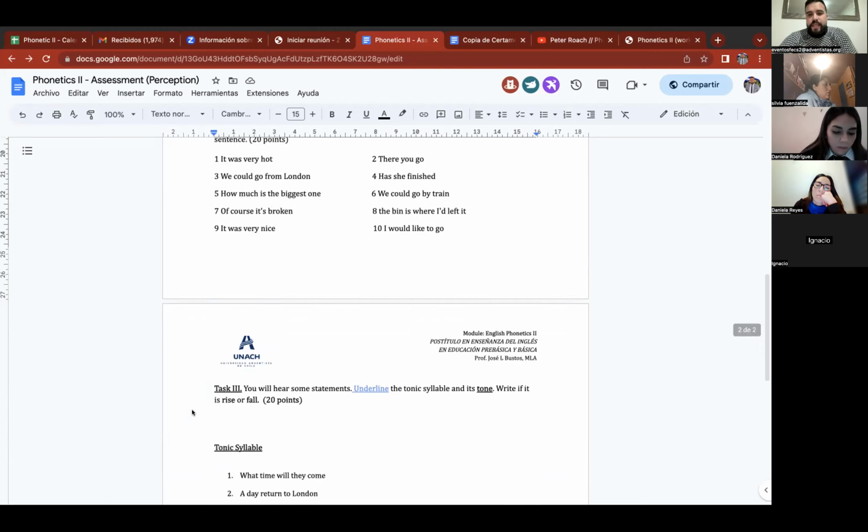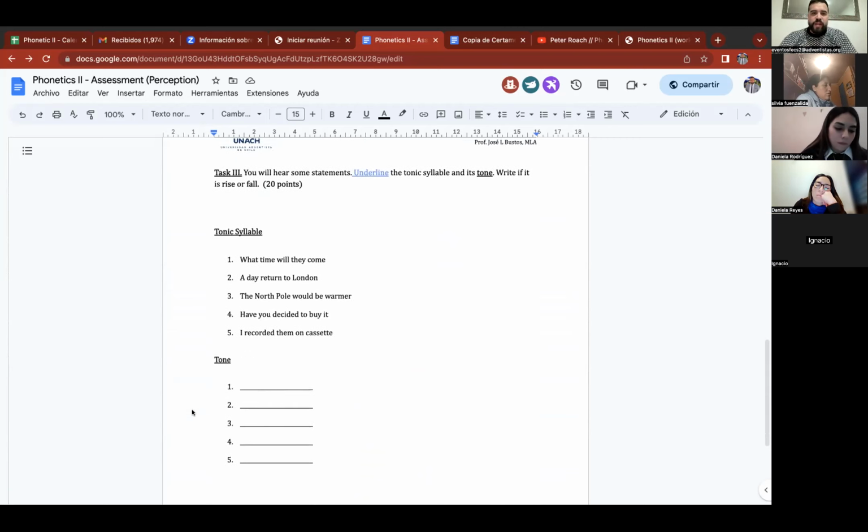Okay. And finally, in task 3, you will hear some statements and you have to underline the tonic syllable and its tone. So write if it is rise or fall, that's all. No rise fall or fall rise, just rise and fall. So this is divided into 2, from 1 to 5 in the tonic syllable and from 1 to 5 in the tone. So you're going to listen, for example, to the first statement.